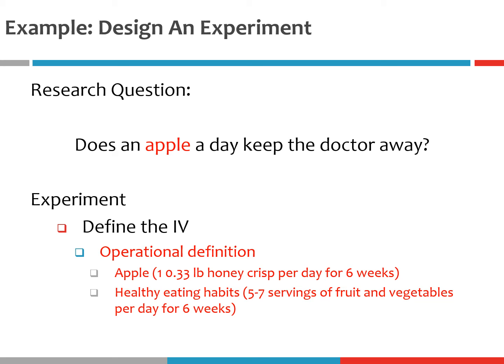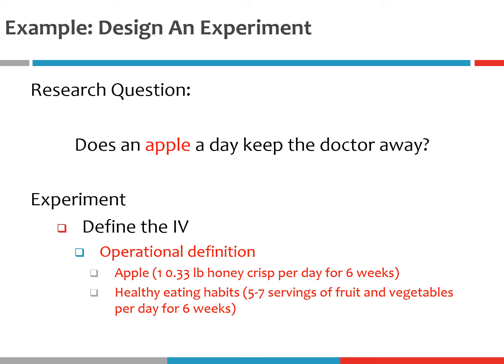If we were to take the much more general approach and take apple as a symbol for healthy eating habits that include the appropriate number of fruits and vegetables per day, then our operational definition would be a little bit different. We would say that each participant in the apple condition or the experimental condition would eat 5 to 7 servings of fruits and vegetables per day for 6 weeks. Okay, so again, we have that level of specificity there.